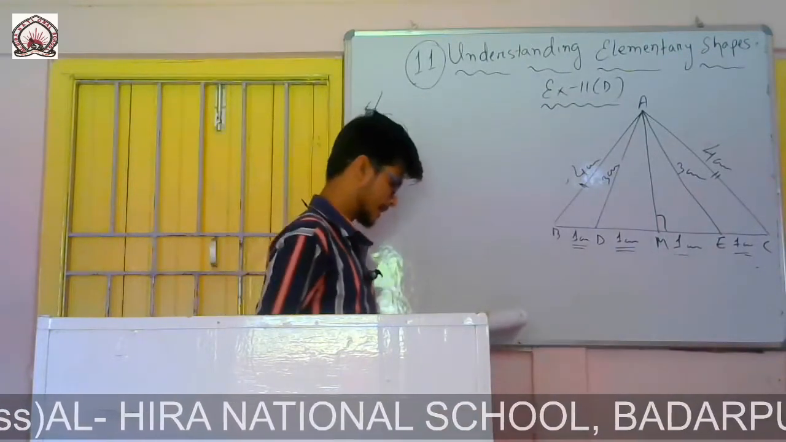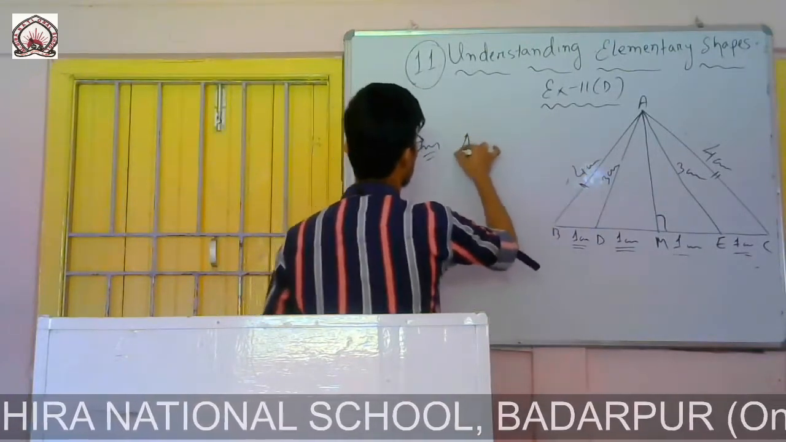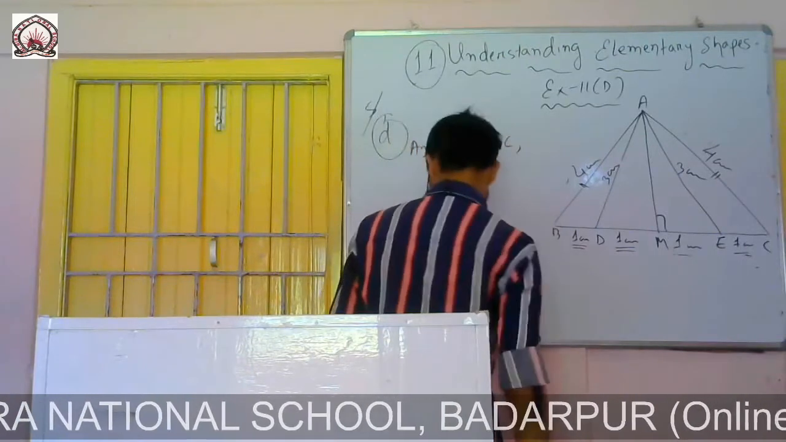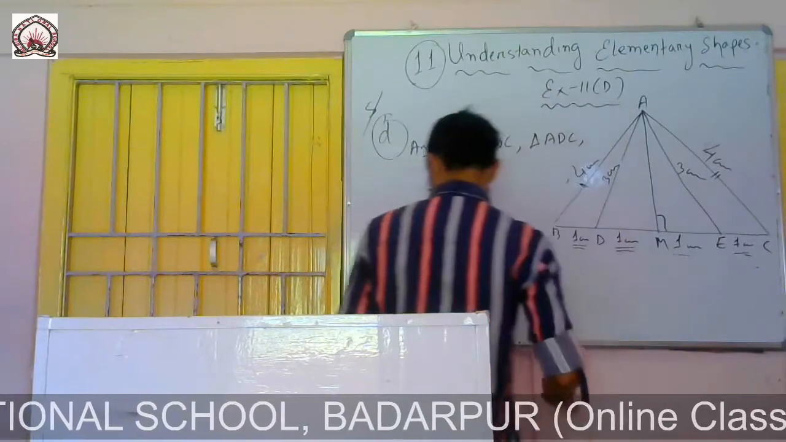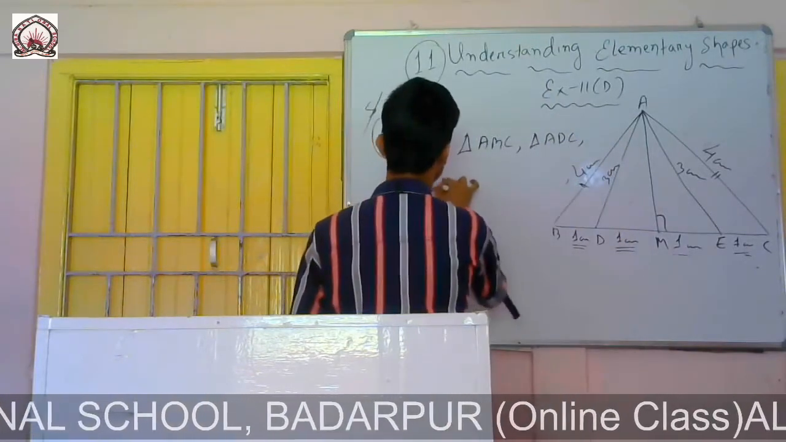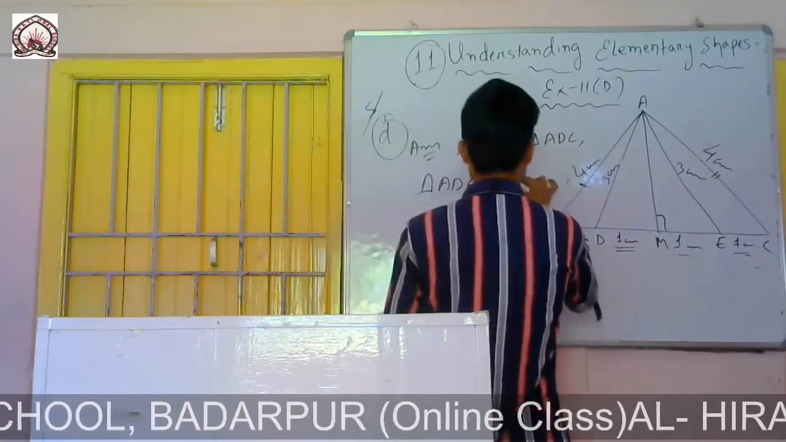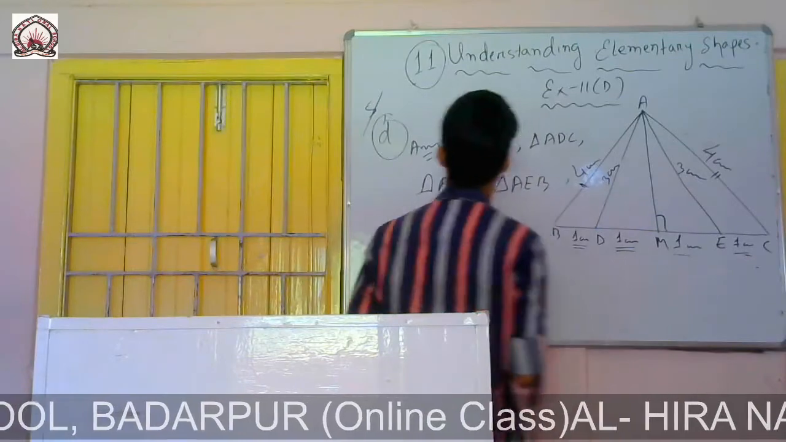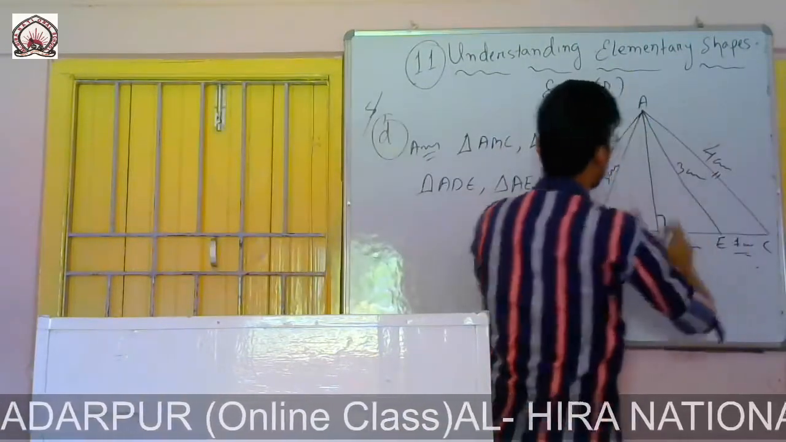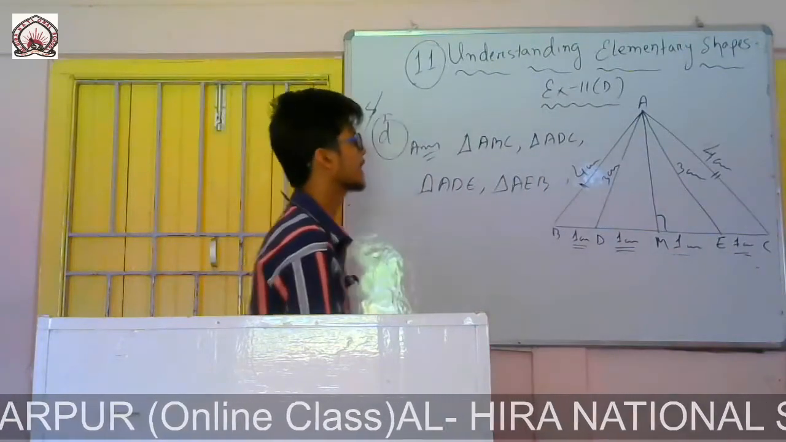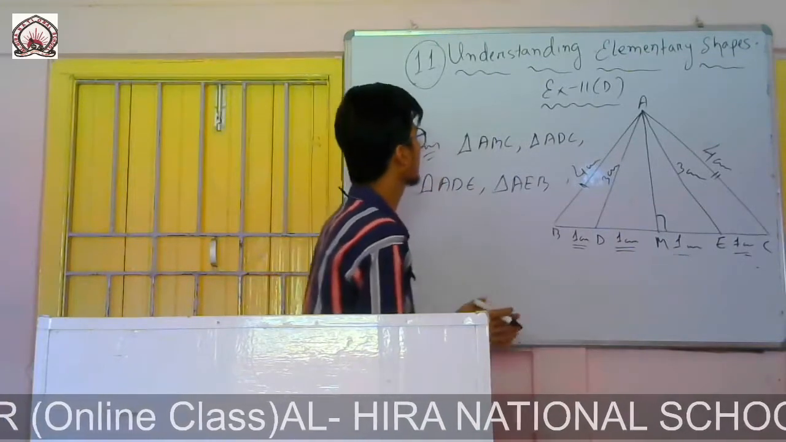Sorry, scalene, not acute triangle. First of all, I will write ABC. The next one will be triangle ADC, then triangle ADE, and the last one will be triangle AEB. ABC is an equilateral triangle, and in case of equilateral triangles, all the angles are 60 degrees. Three sixes are 18, so the sum of the angles will be 180 degrees.